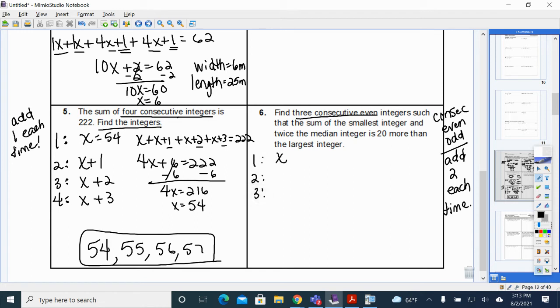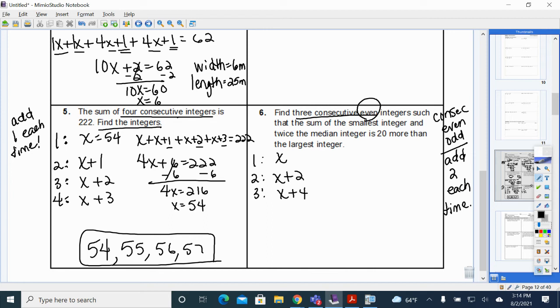The first one is always x, just like I said before. Anytime you have consecutive integer problems, it's always x. And then you have to pay attention to where it says consecutive or consecutive even or consecutive odd. We're going to add 2. So the next one's going to be x plus 2. The next one's going to be x plus 4.